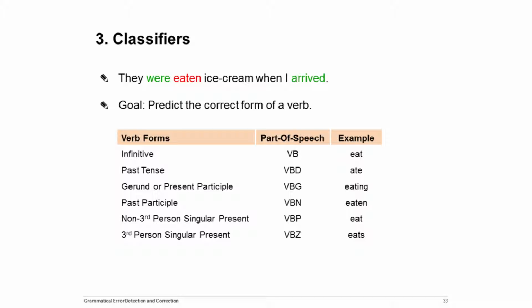So the goal here would be, given a verb in a sentence, to predict the appropriate label for it. Here, even though "eaten" matches VBN, we actually want to predict VBG because we want the ing form: "they were eating", not "they were eaten".